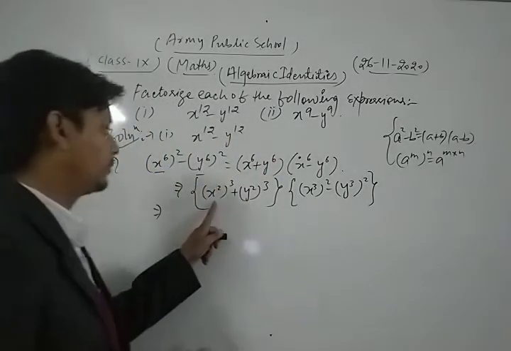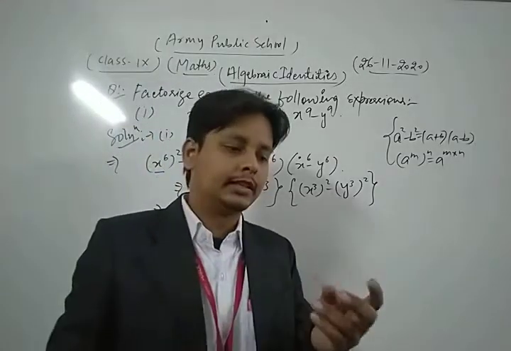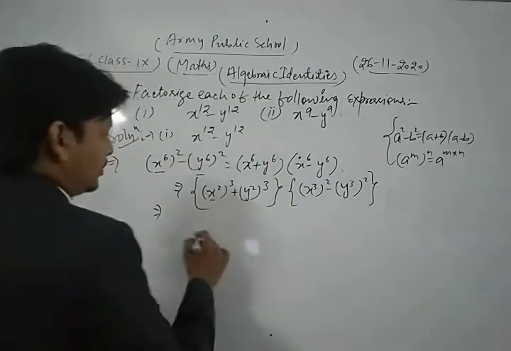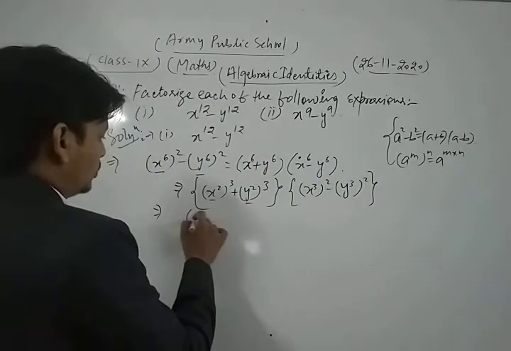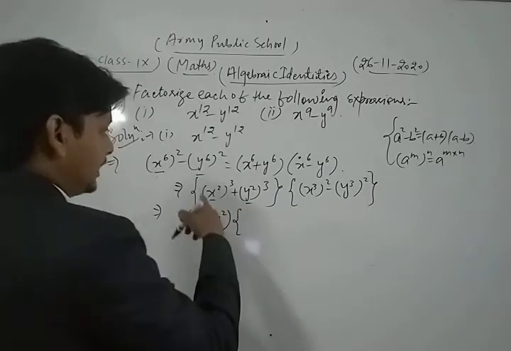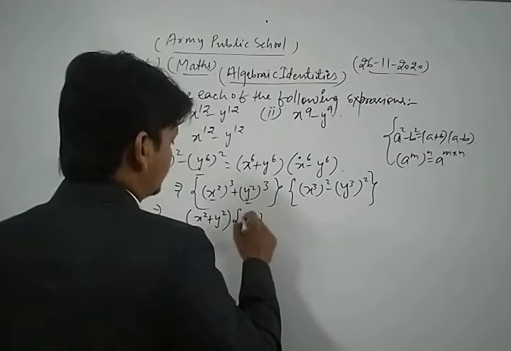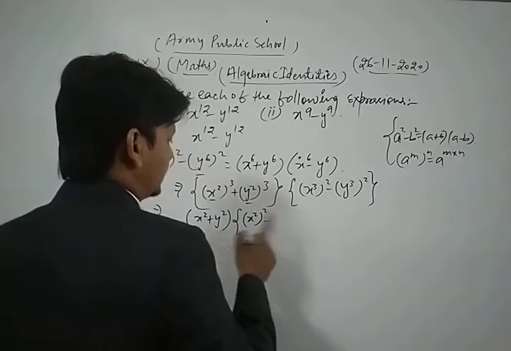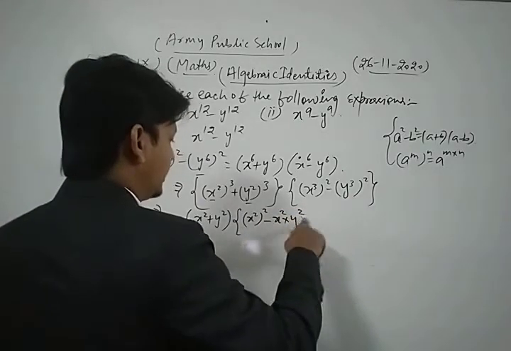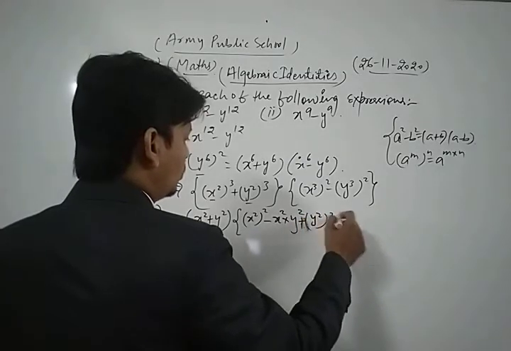Now here we apply the identity a cube plus b cube. What is the concept of a cube plus b cube? This is a plus b in one bracket. So here a is x square, b is y square. So this is a plus b in one bracket, and in another bracket a square minus ab, means x square into y square, plus b square means y square whole square.